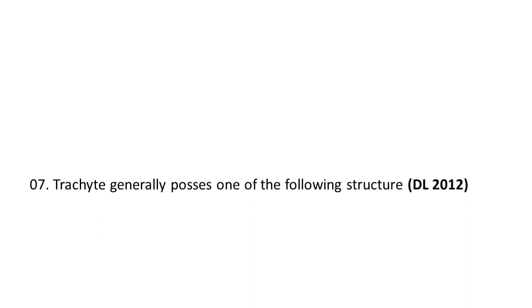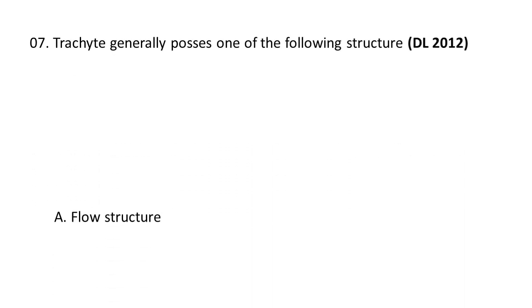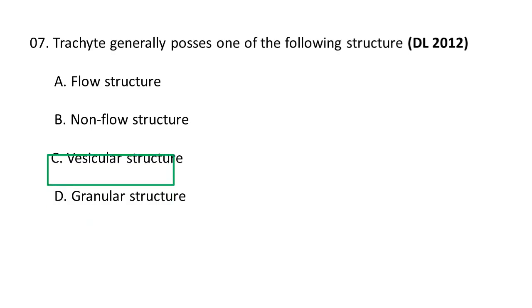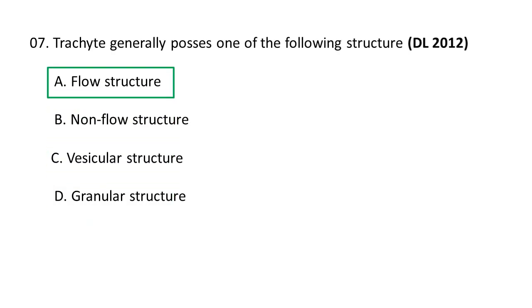Next question. Trachyte generally possesses one of the following structures. A. Flow structure, B. Non-flow structure, C. Vesicular structure and D. Granular structure. Trachyte generally possesses a flow structure. Trachyte often displays a trachytic texture where acicular to tabular feldspar phenocrysts align in one direction, suggestive of a flow prior to cooling, and trachyte lava is of moderate viscosity and forms thick lava flows and domes.